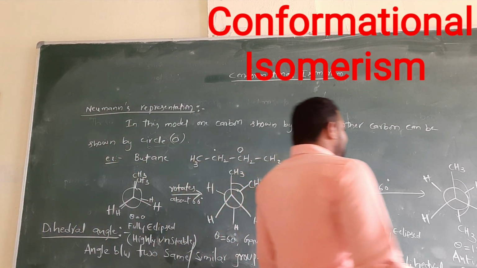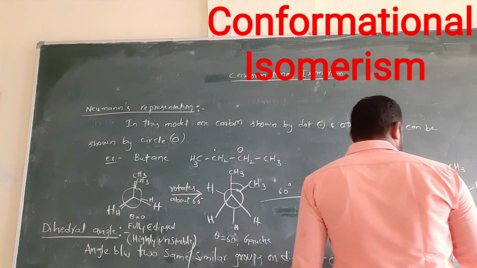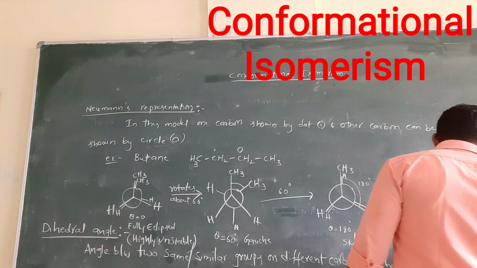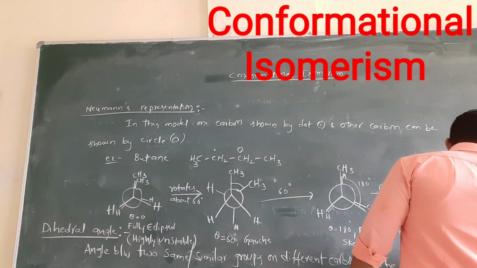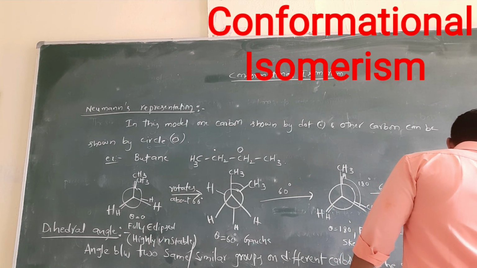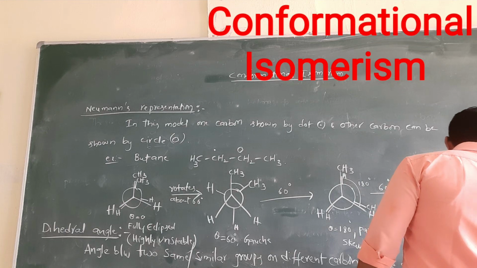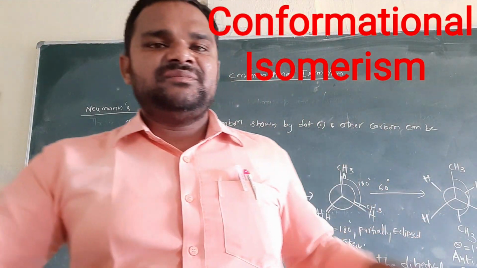Whereas coming to the angle between two methyl groups being 180 degrees, they maintain the least repulsion, maintain more stability, more stable, and the least energy form. More stable and least energy form. So that's what you have to keep in mind.